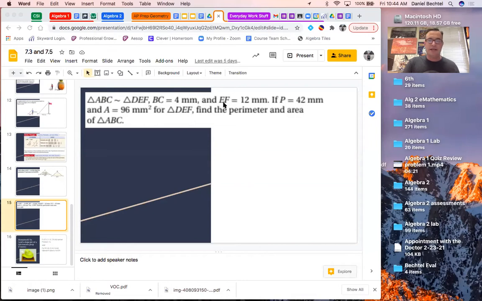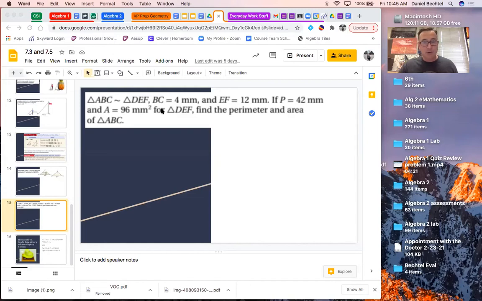BC is 4, EF is 12, and they have perimeter and area that they've given to you. Okay, so I'm going to write these on my page right now and label what I have. And they're all millimeters, which is great because I don't have to convert anything. But what I have is enough information to be able to set some of these things up if I need to. What I really do enjoy is when they say, this is the perimeter, and then this is the area. You just have to make sure that you're doing the right one.